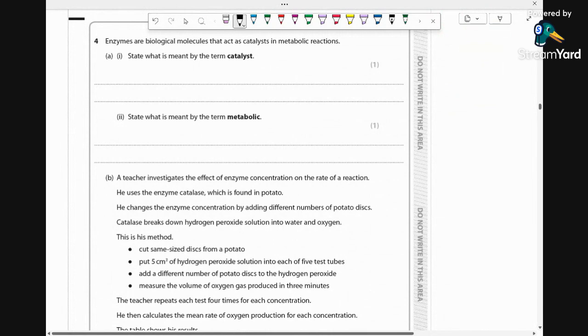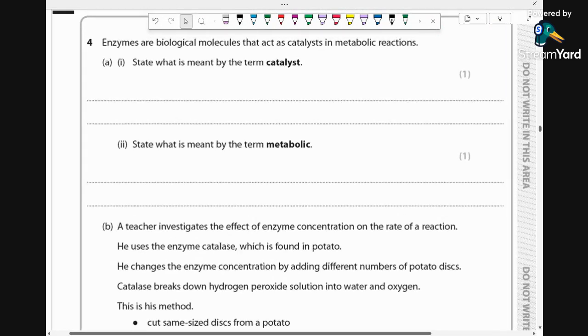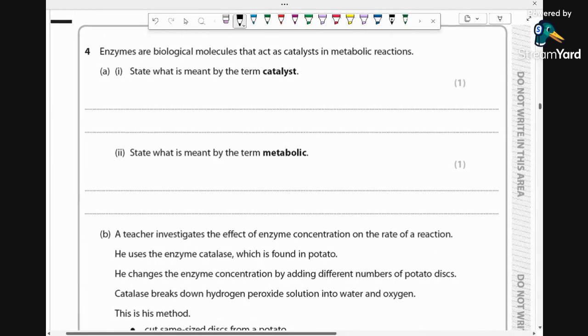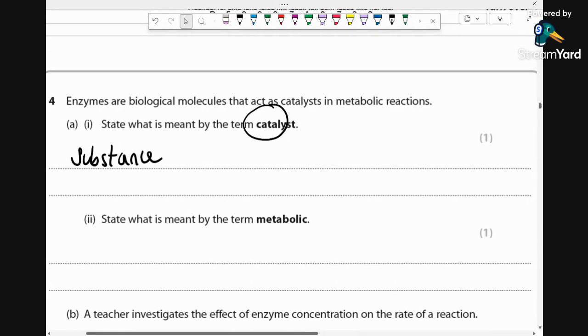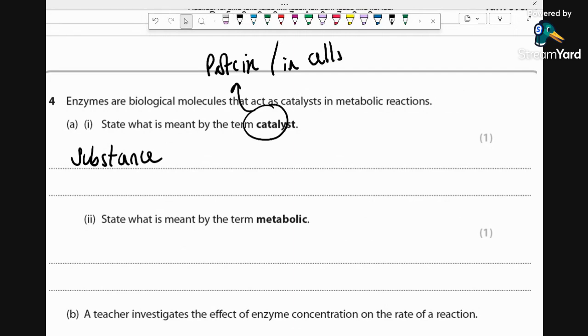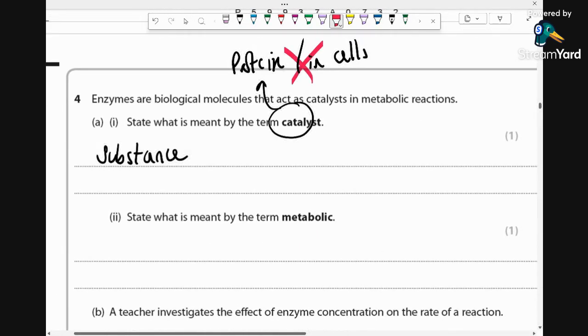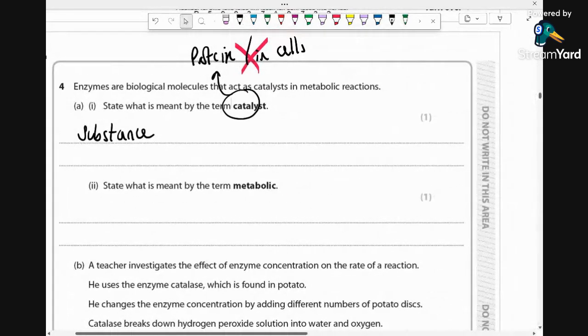Enzymes are biological molecules that act as catalysts. State what is meant by the term catalyst. Okay, this is not a biological catalyst, it's just asking for catalyst. So it is a substance, and it's worth pointing out that if this said biological catalyst, we would have to state that it's biological because it's a protein and produced in cells. But we don't have to do that because it's not asking for biological.